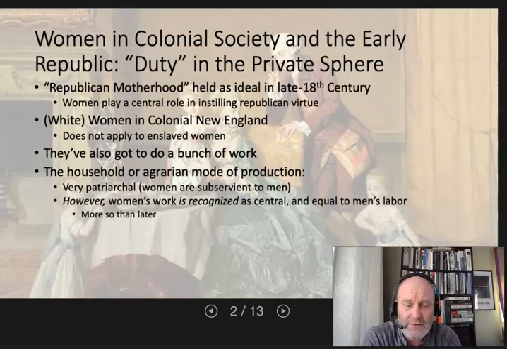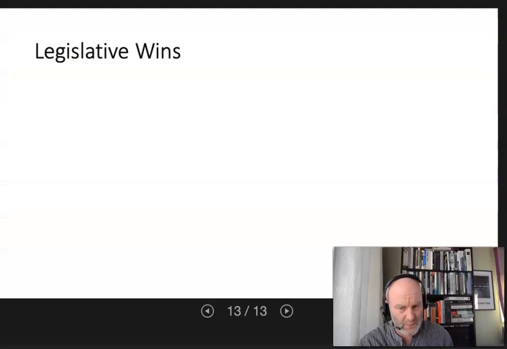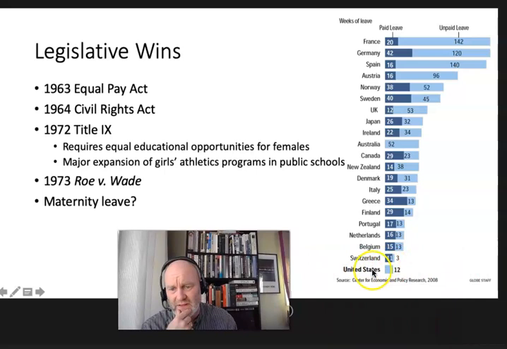So, again, childbirth is the number one killer of women in this time period. It's really a since-the-beginning-of-time type thing. Childbirth is very dangerous. And I want to emphasize this point in the late 18th century because by the time we get to the end of this slide, here's the last slide, it talks about the United States down here in the basement with maternity leave.